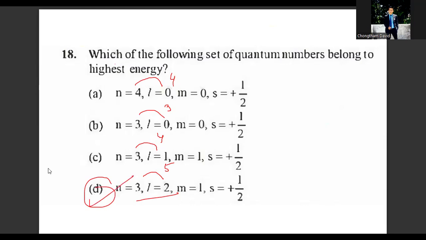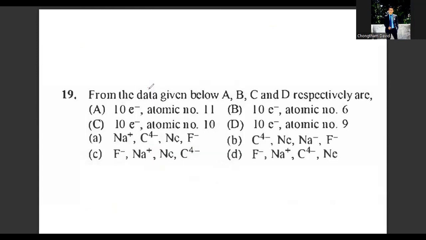Let's read question number 19. From the data given below, A, B, C, and D respectively are, okay, let us verify which is the correct answer. There are 10 electrons in atomic number 11, which means this is sodium. There are 10 electrons in atomic number 6, which is carbon, and if a negative sign is there, you have to add electrons. So this is correct again.